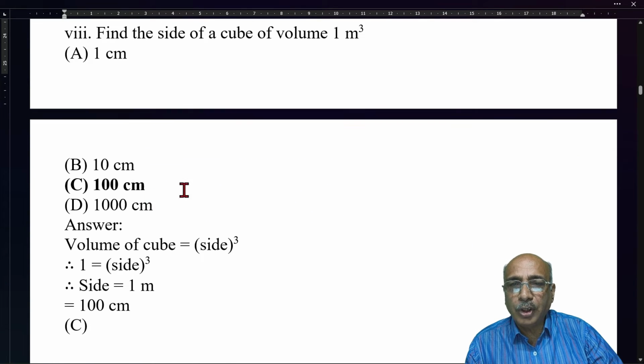Find the side of a cube of volume 1 meter cube. Volume of cube equals side cube. 1 equals side cube. Therefore, side equals 1 meter. And 1 meter is nothing but 100 centimeters. So, option C.